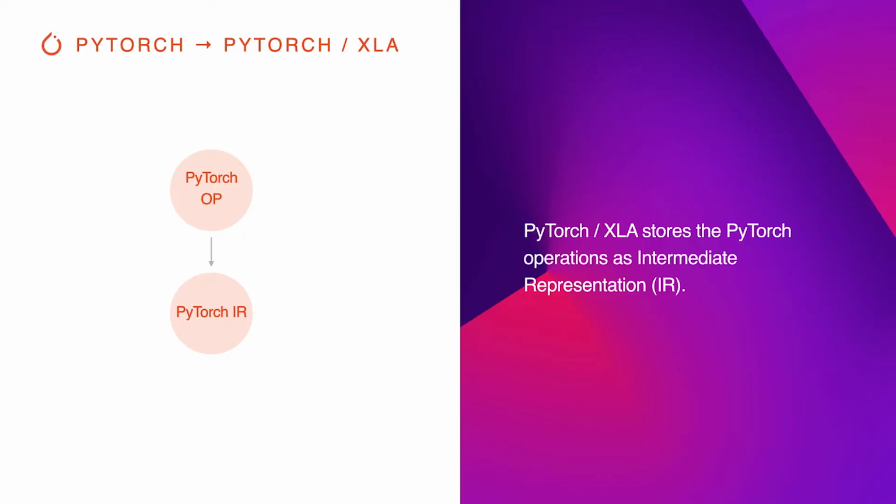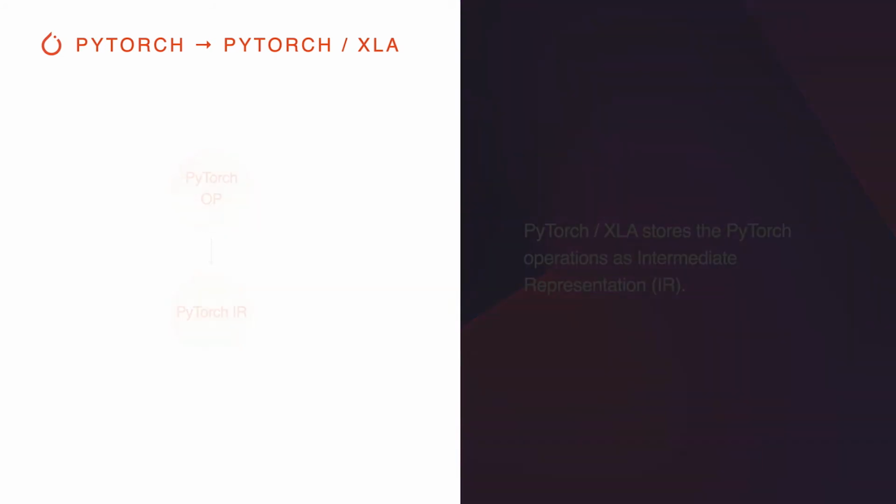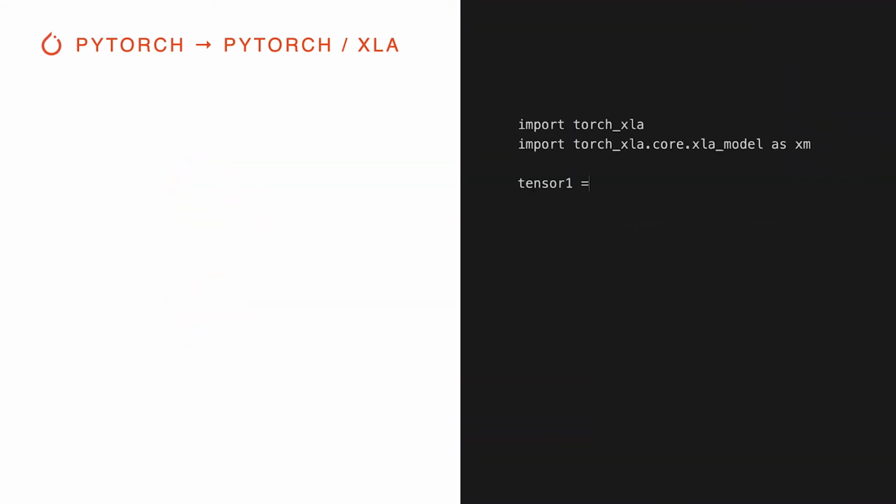Let's first talk about the PyTorch to PyTorch XLA interaction. PyTorch XLA stores PyTorch operations as an intermediate representation, or IR, when the PyTorch API is used. For the code example on the right, we created a constant tensor with two elements and set the device to be the XLA device. PyTorch XLA will record this tensor as a node in the graph.